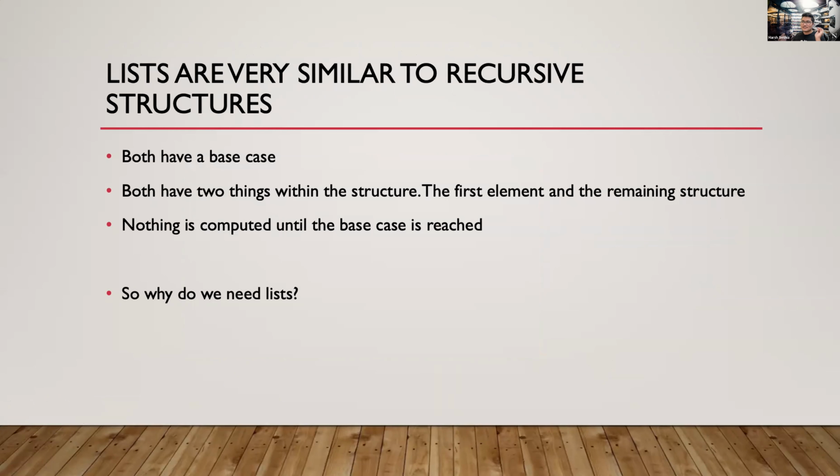So as you saw, the recursive structures are similar to lists, right? Both have a base case, both have two things within a structure, which is referencing the first element within the structure, and then you have the call to the remaining structure, right? And nothing is computed until you reach the base-most case. So until you reach the last rat that is in the list, the function is just running and not computing anything. So one of the questions is, why do we really need lists? Why can't we just keep using recursive structures?